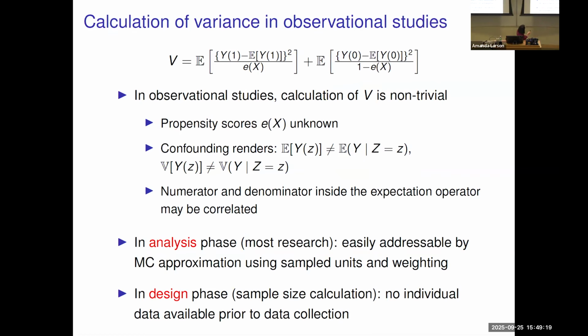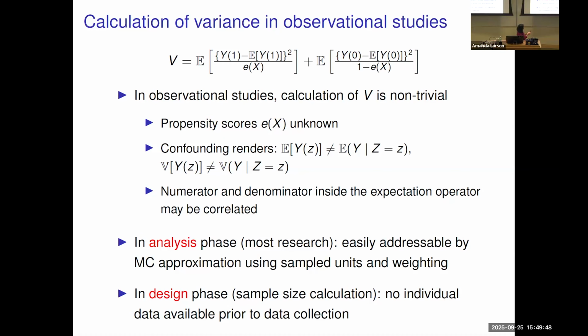So let's just look at this part, right? In observational study, this is much more complicated because, first of all, propensity score, you don't know. And even worse, in power calculation, you don't even have data to estimate those E. This is just something unknown. We don't know the distribution. And also confounding makes the potential outcome distribution different from the observed outcome distribution.